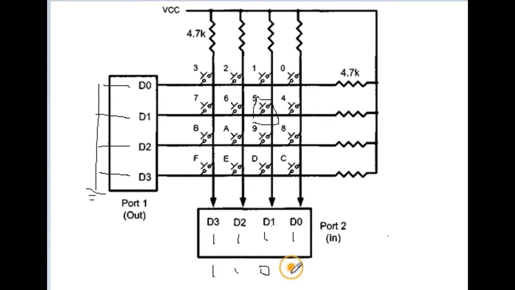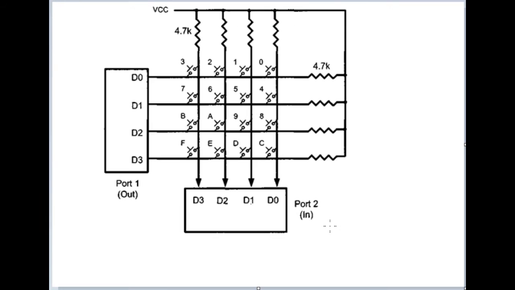1101. That means we have a change. Whenever the button is pressed, then we will get a change in input. By this, we have completed one step to detect whether the button is pressed or not. So friends, we are considering that switch 5 is pressed.